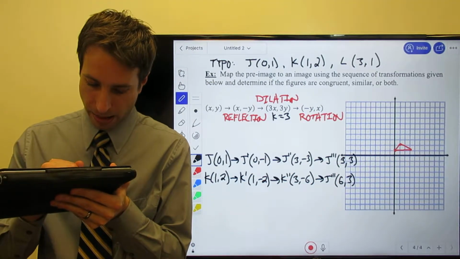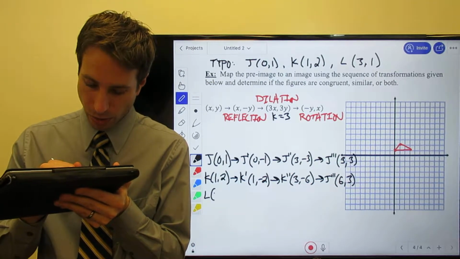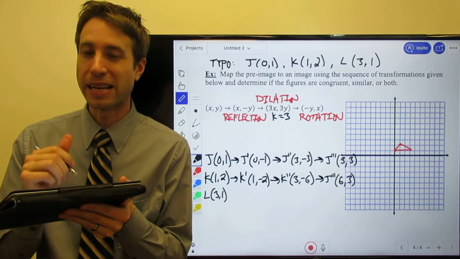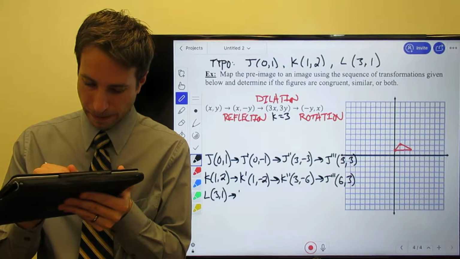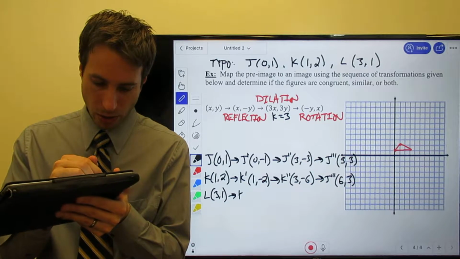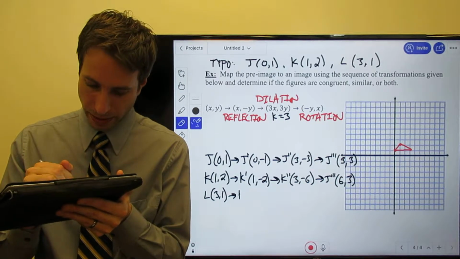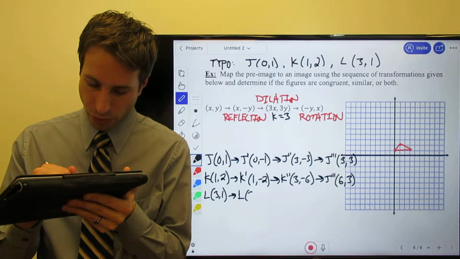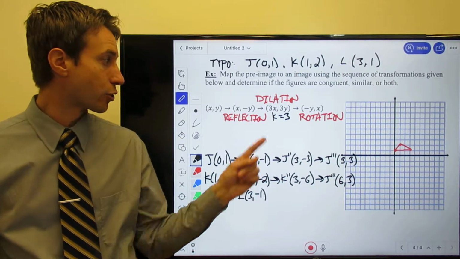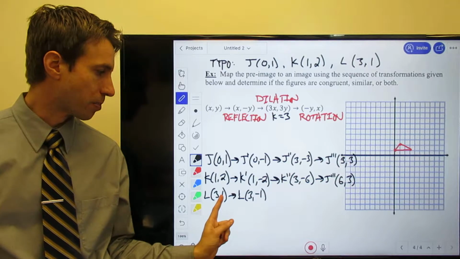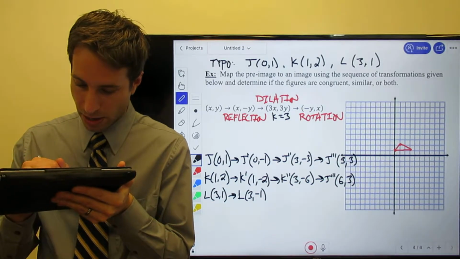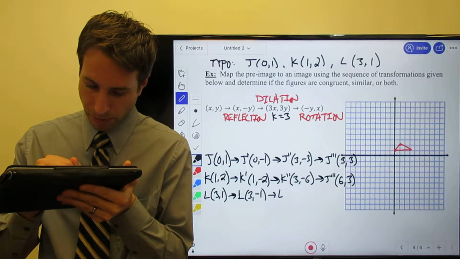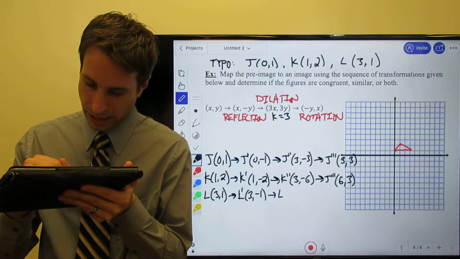The last one, L. 3, 1. First, make the y negative. Sorry, I almost wrote a K. I don't want a K, I want an L. All right, so that's going to be 3 comma negative 1, right? Because the transformation says make the y negative. It's a positive 1, so now it's a negative 1. Let's go to L double prime. That was L prime. This is going to be L double prime.